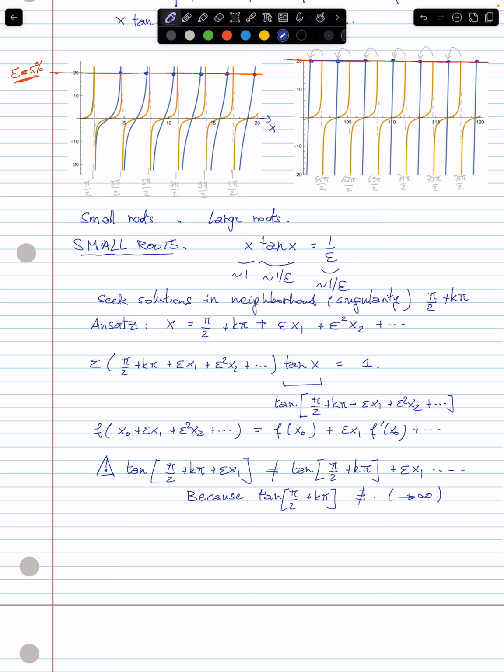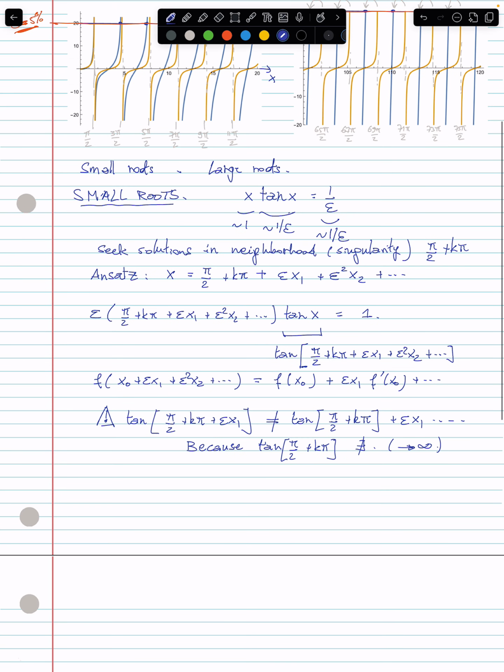So if we want to avoid this singularity, what can we do? Well, just multiply this equation, left and right, by the cosine of x. So it means that we would solve epsilon times pi over 2 plus k pi. I'm going to truncate at order epsilon squared.